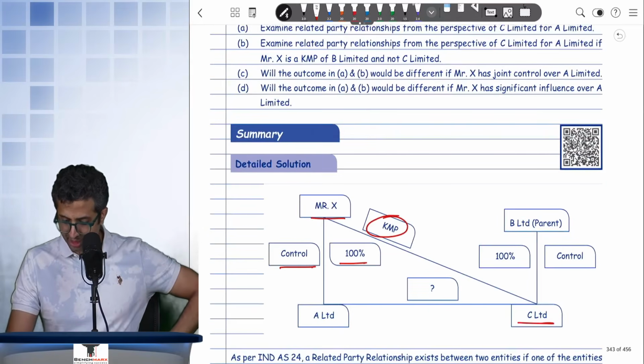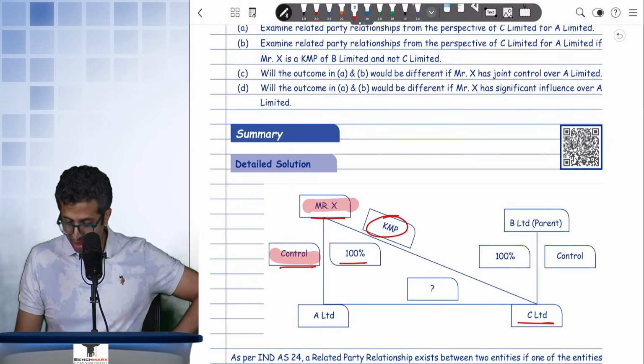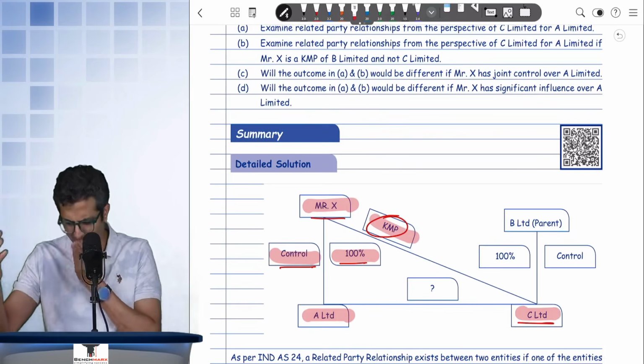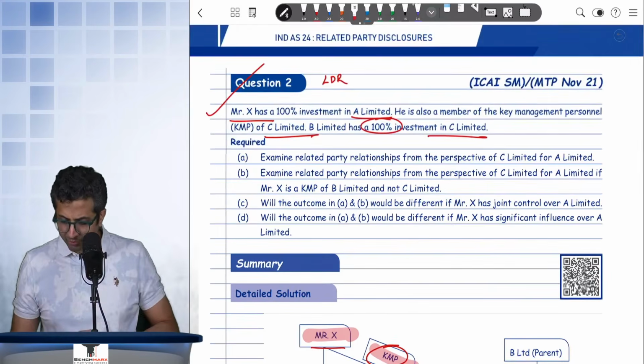So you have Mr. X who is having control over A, and he is a KMP directly of C. Now there is another entity B who is having 100% of C. That is fine.